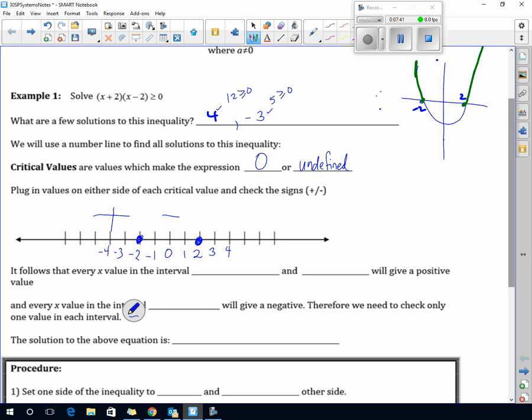4 plus 2 is positive 6. Again, I don't care about the 6, it's positive. And then 4 minus 2 is 2. Again, I don't care, it's 2, that's just that it's positive. And a positive times a positive gives me a positive.